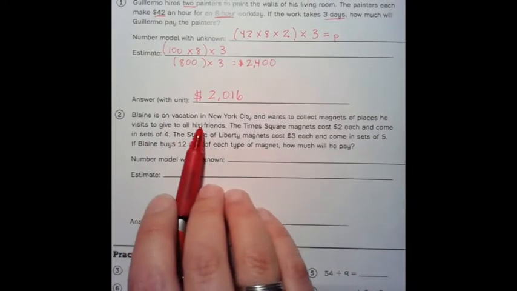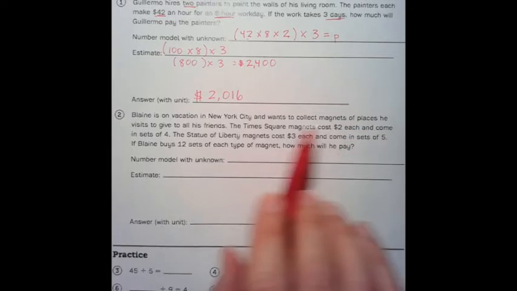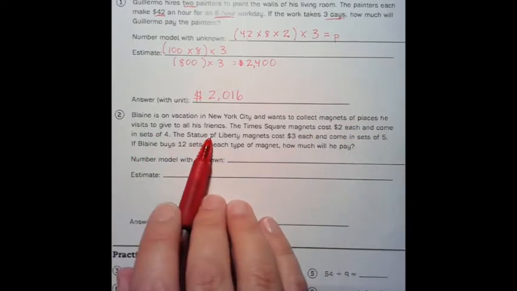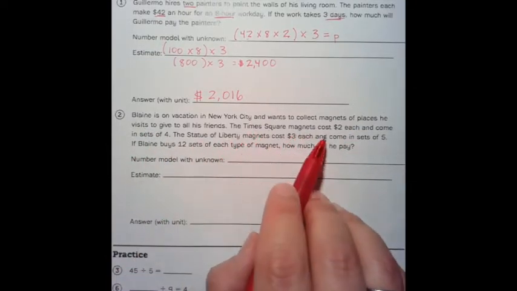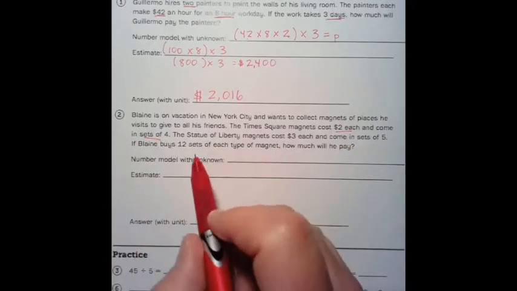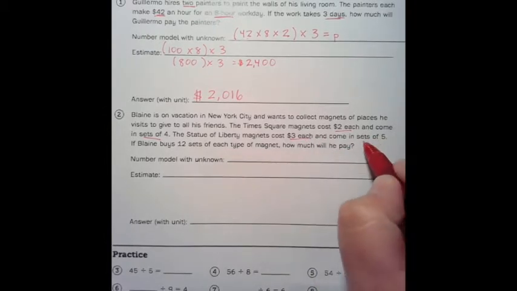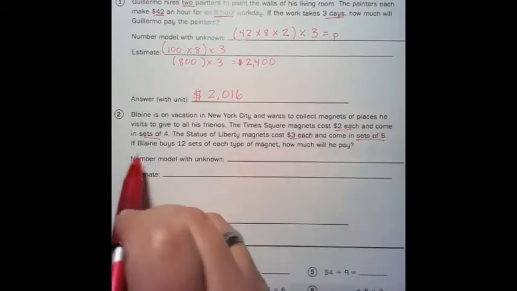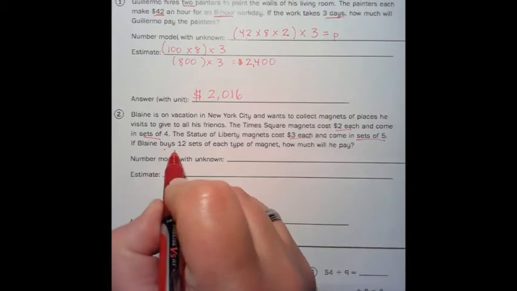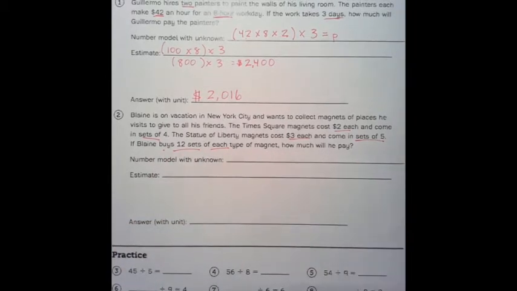Blaine is on vacation in New York City and wants to collect magnets of places he visits to give to all his friends. The Times Square magnets cost $2 each, and they come in sets of 4. The Statue of Liberty magnets cost $3 each, and these come in sets of 5. Now Blaine wants to buy 12 sets of each type of magnet. How much will he pay?